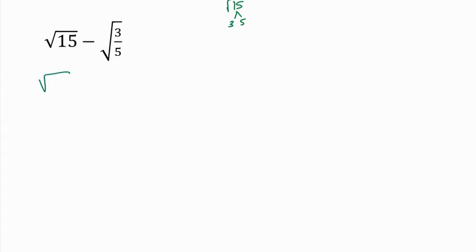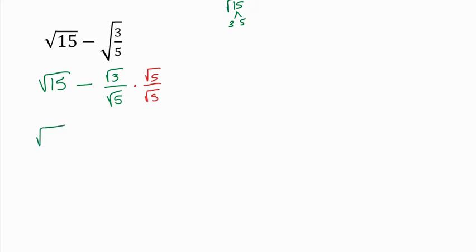So I'm going to start by rewriting this. Oops, not equals. As radical 15 minus, and I'm going to split that apart. So radical 3 over radical 5, right? And then I can see my problem is I don't want this second one to have a radical in the denominator. So I'm going to multiply by radical 5 over radical 5. Remember, this is called rationalizing the denominator, right?